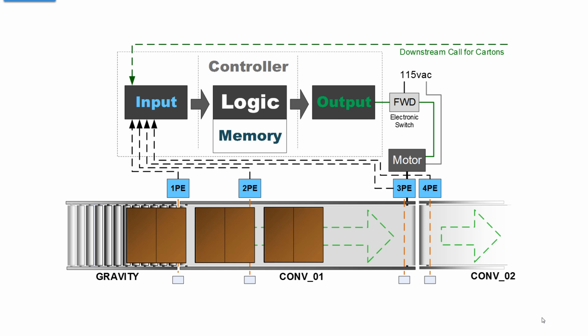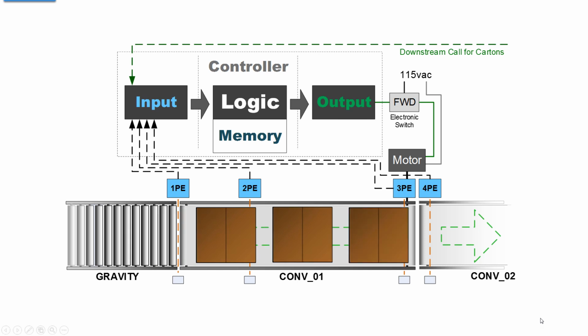So we needed another photo eye at the entrance of conveyor 2. We also need to know if conveyor 2 can accept cartons. Is it running? Is it full? So notice at the top of the screen we have a downstream call for cartons that's coming from a downstream control system or another area of the process that's also an input to our controller, so the logic can make the decision when to run and when not to run the conveyor. Because remember, the only thing we're controlling is the conveyor, but we're using 4 photo eyes now plus a signal from downstream.